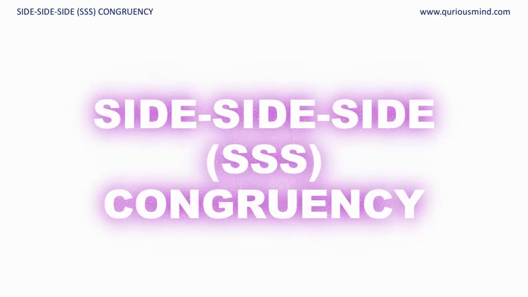Hello everyone. In this video, we'll be looking at the congruence criteria called SSS, or side, side, side. Let's say I already have one triangle and I want my friend to draw the exactly same, or congruent, triangle based on the information I provide him.